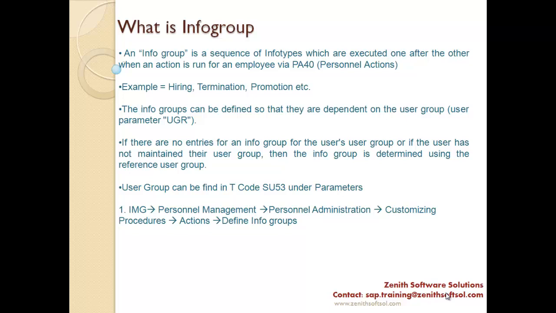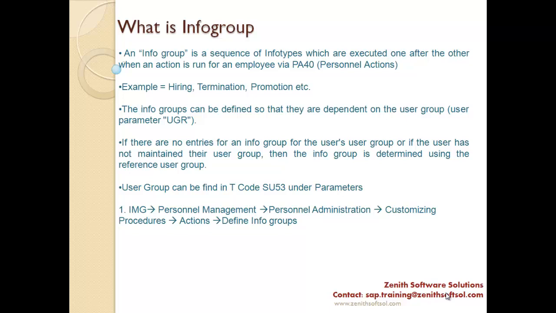So an info group is a sequence of info types which are executed one after the other when an action is run for an employee through the transaction code PA40. So this is info group. Info group can be created for hiring purpose, for termination purpose, for any purpose which is related to an action. So whenever I say personal action like hiring, basically info group is the backbone which is driving that personal action.